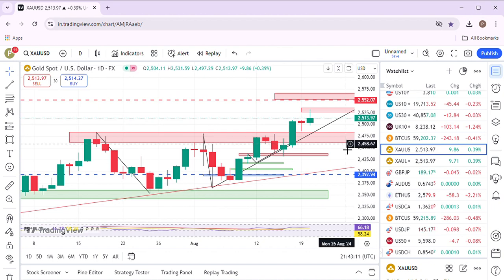So this is the forex gold US dollar weekly forecast for the upcoming week, which has already started from Monday, that is 19th of August 2024, and the week ends on 23rd of August 2024.